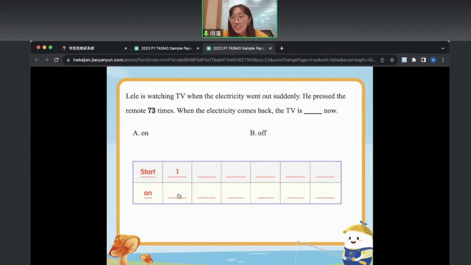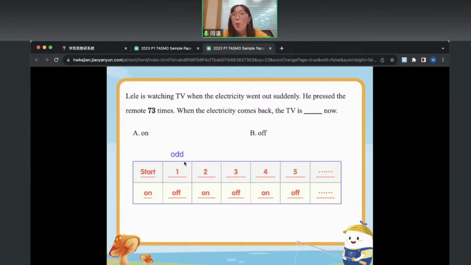What about the TV? The TV must be off, right? Okay, and what about I press it again? On. I press it again. Off. I press it again. Oh, okay, so here, can you find the pattern? Actually, when you draw the table, you don't need to draw it from the start part to 73 times, okay? You don't need to draw all the process. You only need to try to list some of them and find the pattern.